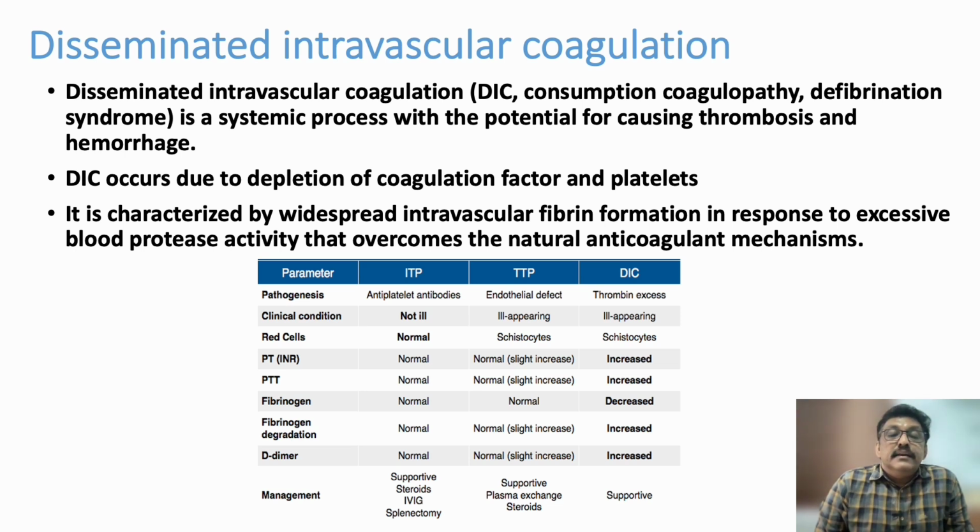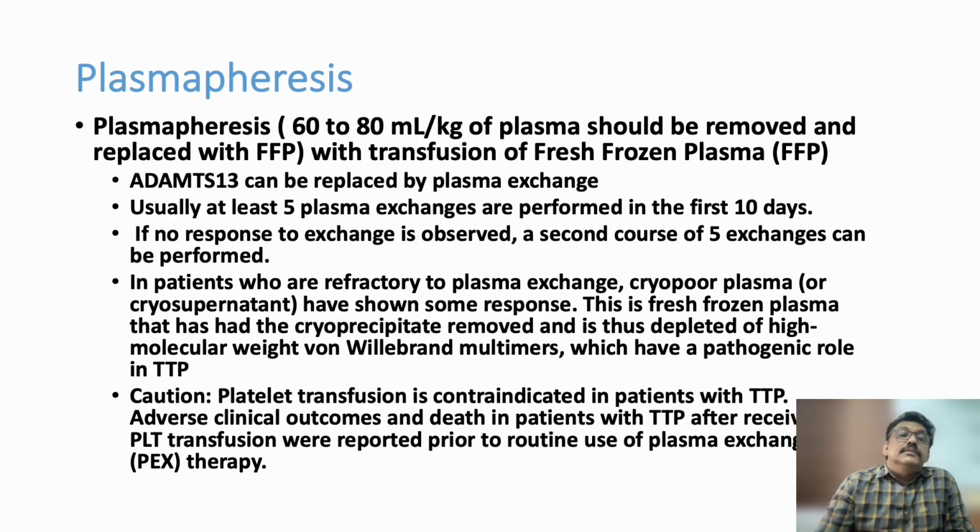Management: you can see here plasma exchange is the management for TTP. For DIC, it is supportive and antibiotics or whatever it is. We'll see next slides. One of the most important treatments for TTP is plasmapheresis. Don't think that in this condition platelets are low and if you give platelets patient will improve. Patient may deteriorate even with platelet transfusion. So we have to be very careful in TTP.